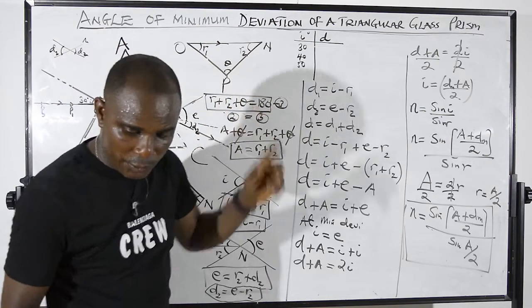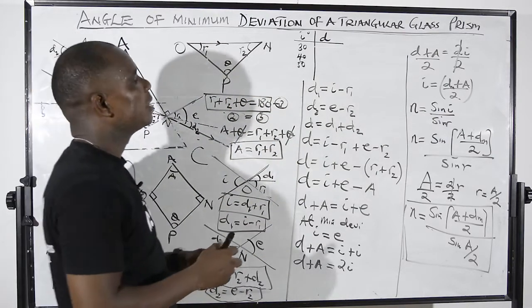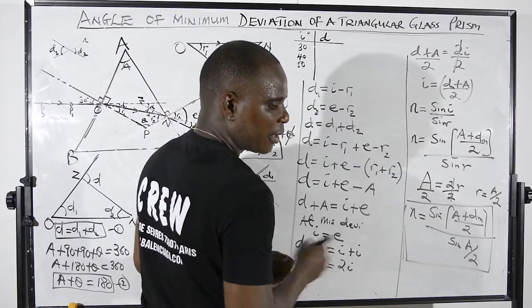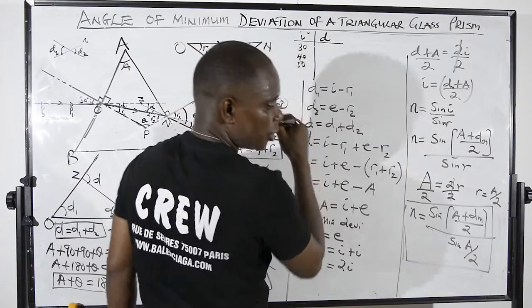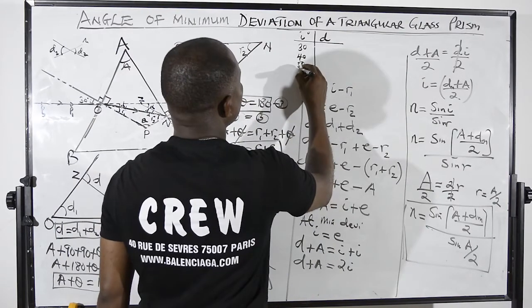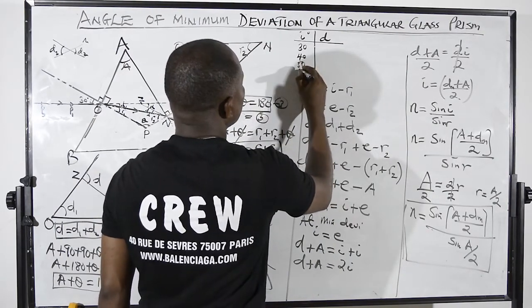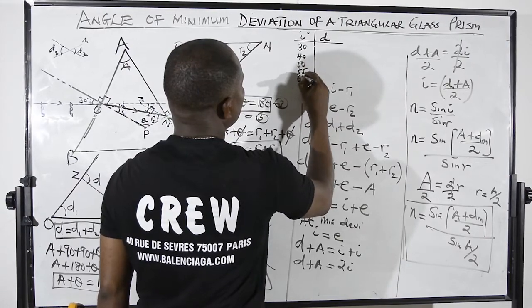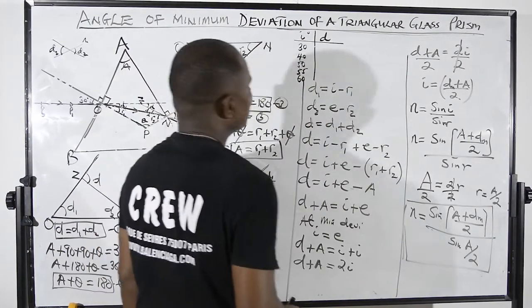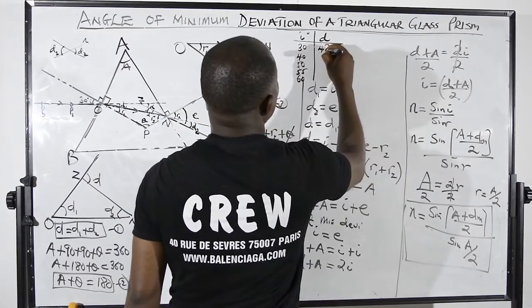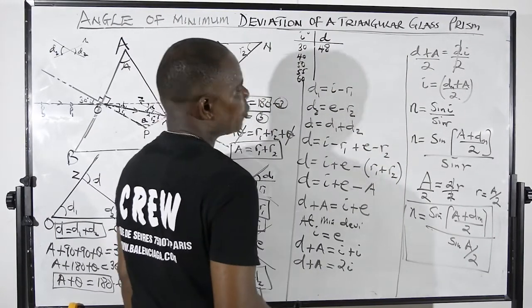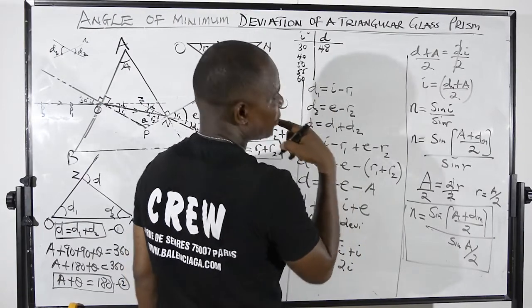Now if you do the experiments individually, you find values like, if you read it from your equation, let's say 40, 50, even 55. You can see these are the angles of deviation that you get when you do it.